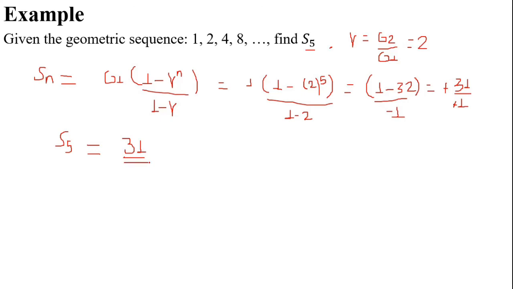Okay, so you can cross-check just by adding these listed terms: 1 for the first term, 2 for the second term, 4 for the third term, and 8 for the fourth term, and 16 for the fifth term. So 1 plus 2 is 3, 3 plus 4 is 7, 7 plus 8 is 15, and 15 plus 16 is 31. So instead of adding 1 plus 2 plus 4 plus 8 and so on, it's better to use a formula for finding the sum of any geometric sequence.